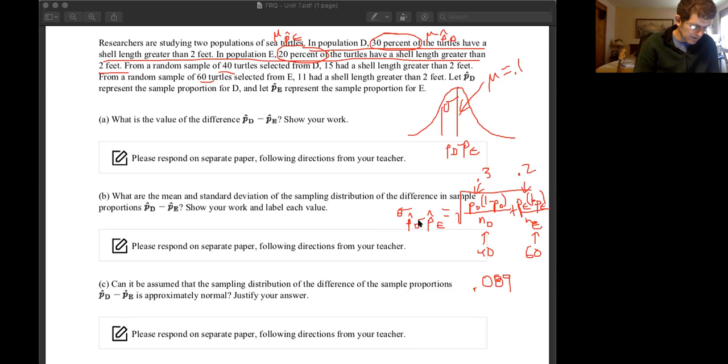And now part C, can it be assumed that this is approximately normal? This is where we would be checking our conditions. So we want to check to make sure it's random. And it does say random sample, so we're good there. Is it 10%? I think it's fair to say that 40 and 60 is less than 10% of all turtles. Let's hope so.